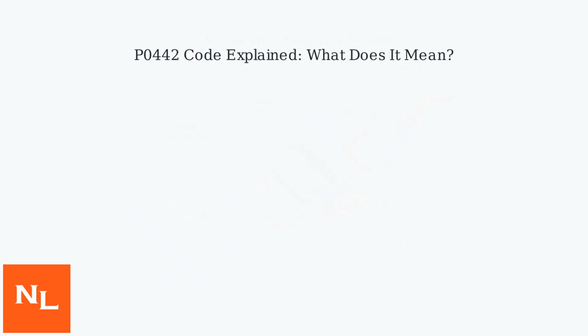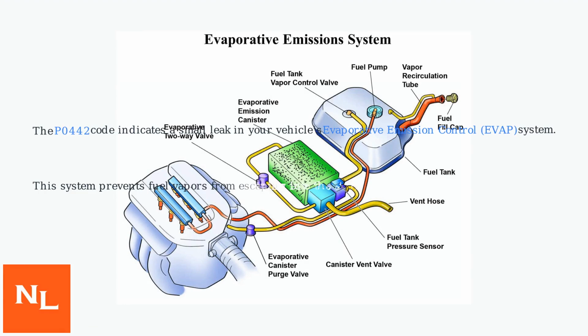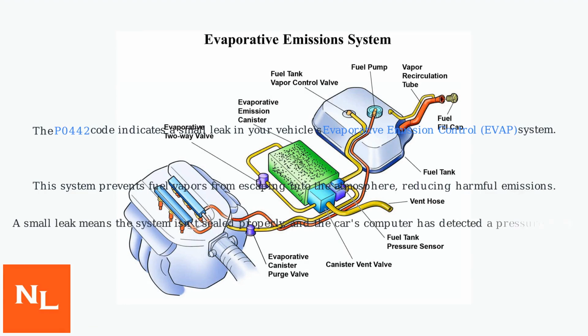The P0442 code indicates a small leak in your vehicle's evaporative emission control system. This system prevents fuel vapors from escaping into the atmosphere, reducing harmful emissions. A small leak means the system isn't sealed properly and the car's computer has detected a pressure drop. The leak size is typically around 0.02 inches.